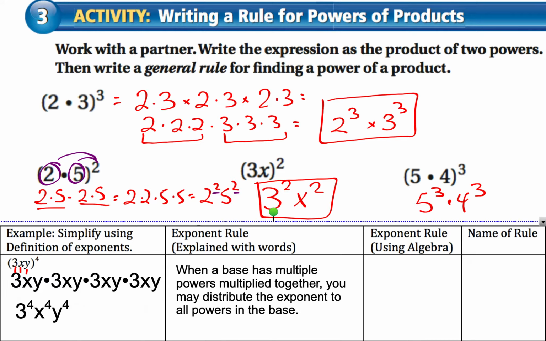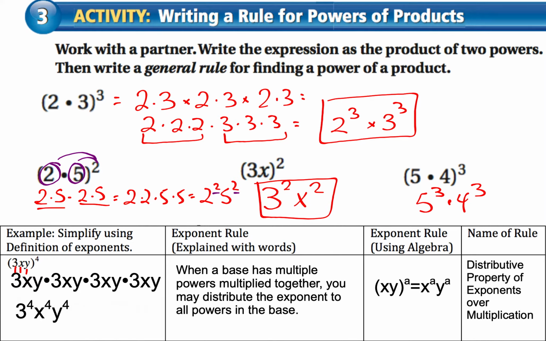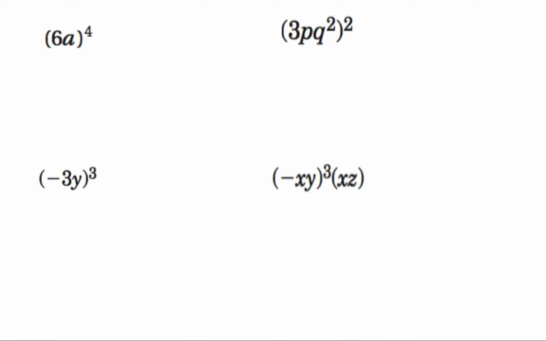Okay, the exponent rule here. If you have (xy) all to the a power, you get x to the a and y to the a. And the name of this rule is the distributive property of exponents over multiplication. It's also called a power of a product, because we're doing a power of a product. The product is the base. Okay, let's look at some examples here.